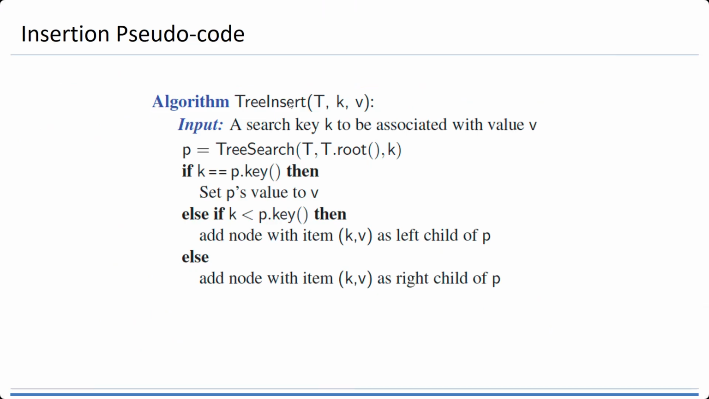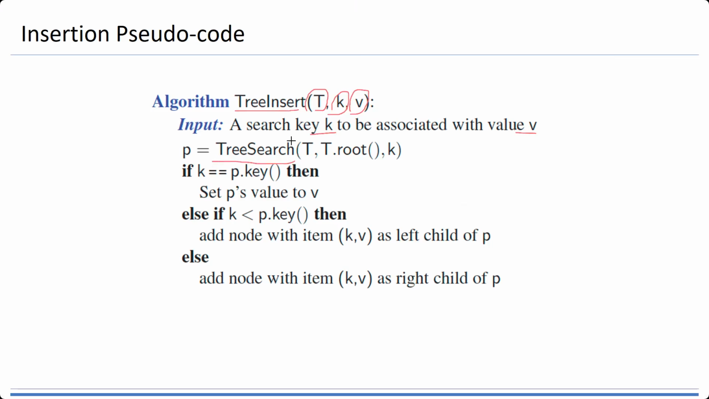We use the tree insert. This is the insertion function: tree insert t on the tree, k comma v. Okay, so I want to insert k with the value v.